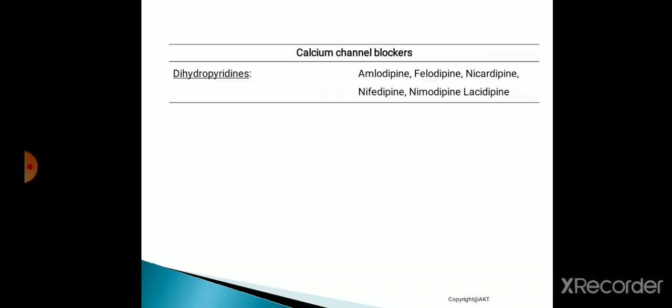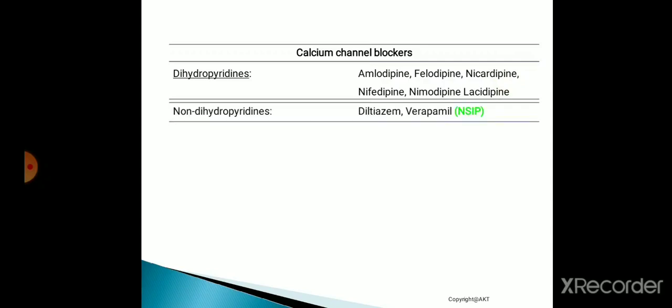Continuing with the classification, calcium channel blockers. I hope you remember two classes: dihydropyridines and non-dihydropyridines. Amlodipine, all end with dipine. Remember the name: amlodipine, felodipine, nicardipine, nifedipine, all those. Non-dihydropyridine type, diltiazem and verapamil. Remember, those two drugs are not safe in pregnancy because they can affect the fetal heart rate.